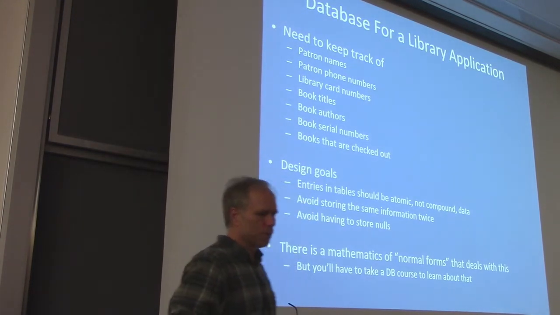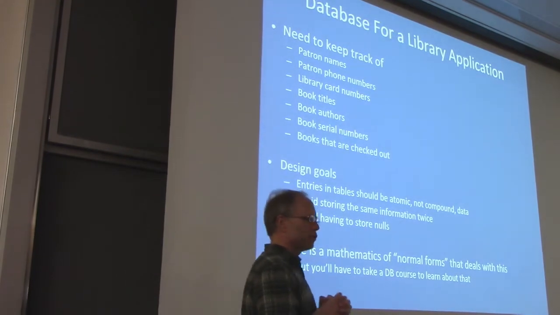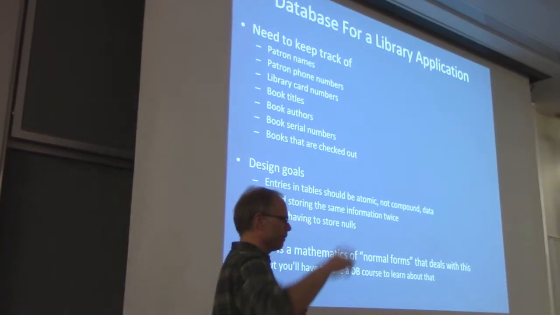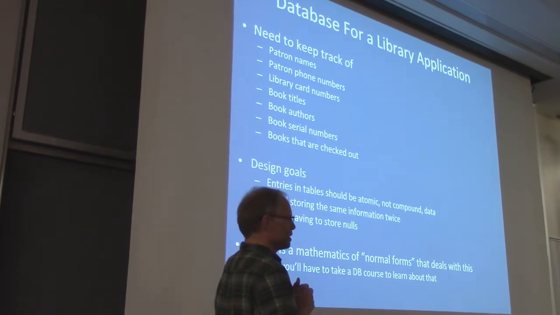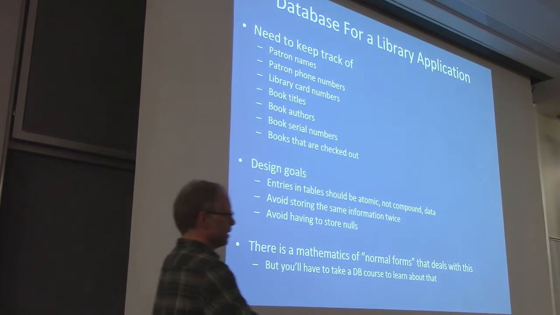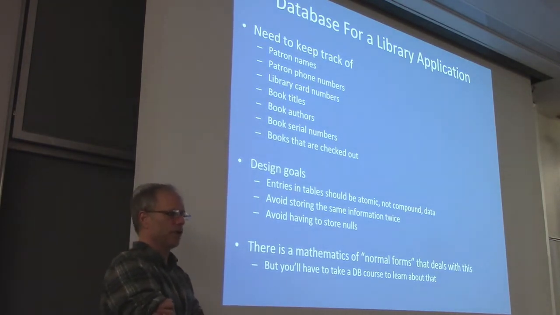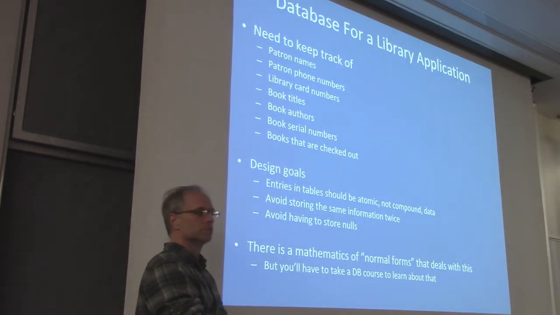Okay, so we want to store atomic data. We want to avoid storing the same information twice. So the fact that Harry was born on whatever date should only be stored once in the database, not in multiple places. Because if it's in multiple places, then it becomes a maintenance problem. They can get out of sync, right? If you change it in one place, you may forget to change it in the other. And the other is we want to avoid having to store nulls.